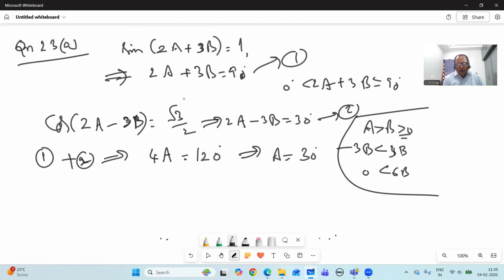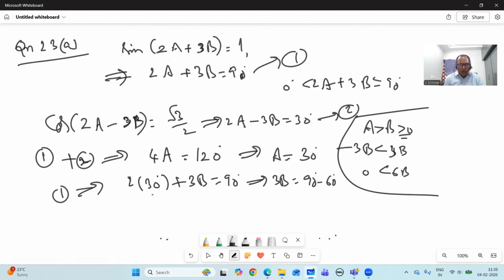About b, you substitute the value of a in equation 1. So 1 implies 2 into 30 plus 3b is 90 degrees. 2 into 30 is 60. Take it to the other side, it becomes minus 60 degrees. 90 minus 60 is 30 degrees. So 3b is 30 degrees, which gives you b is 10 degrees. Okay, that's how a is greater than b. This is given. Yeah, 30 is greater than 10. And we have got the values of a and b. A is 30 degrees and b is 10 degrees.